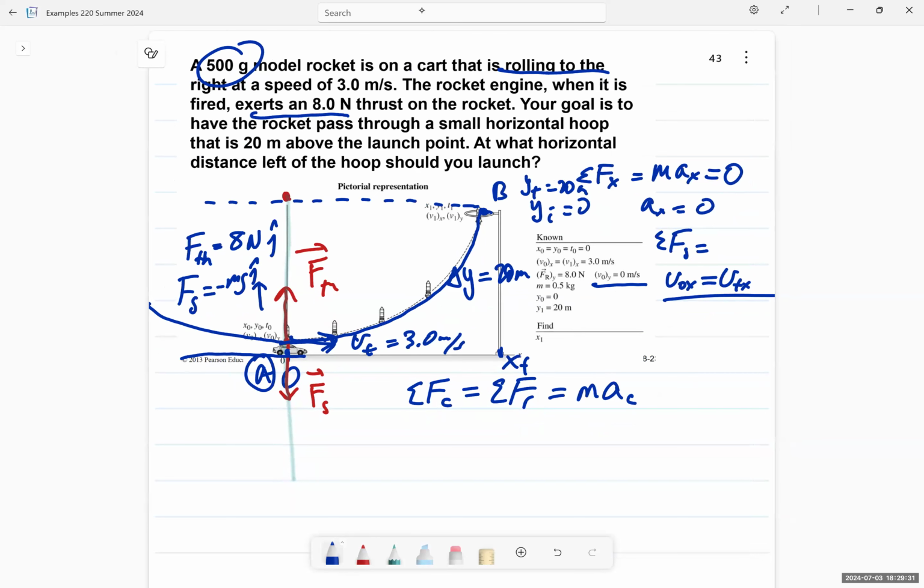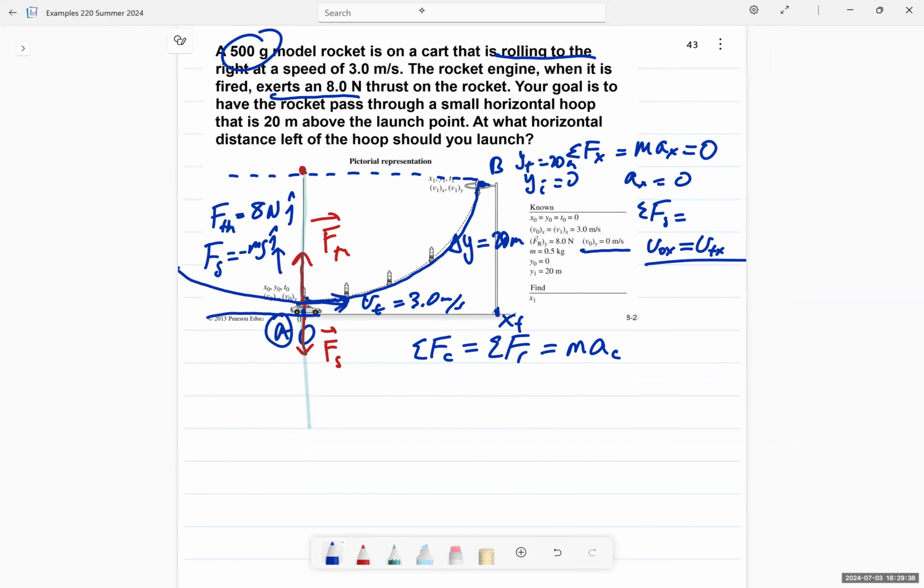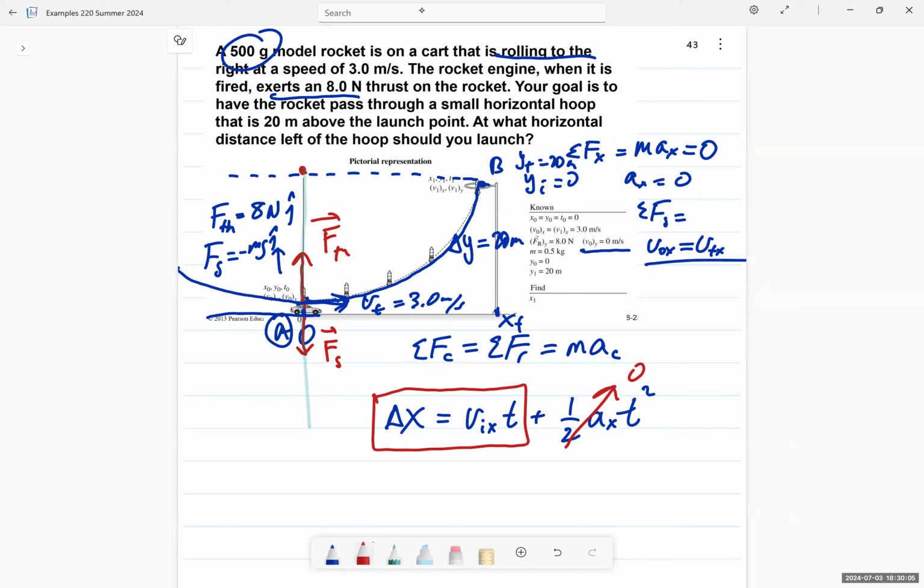So we can probably ignore any air resistance effect. Our goal is to understand that what we technically want to find here is the displacement, delta x. So delta x equals, remember, initial velocity in the x direction times time plus 1/2 ax times t squared. This is one of the equations we can use to find it. Since there is no x acceleration, this term is 0. So this is the equation we need to find delta x.